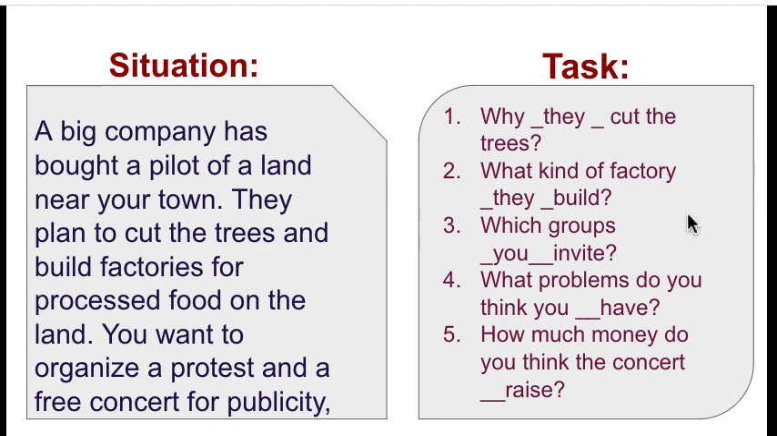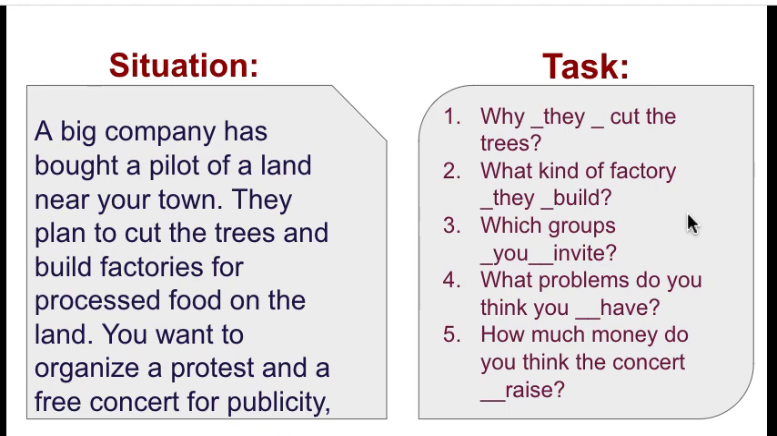And here we have a situation and a task related to it. We should read the situation and do the task. A big company has bought a piece of land near your town. They plan to cut the trees and build factories for processed food on the land. You want to organize a protest and a free concert for publicity. And the task is to put the appropriate verbs, will or going to.